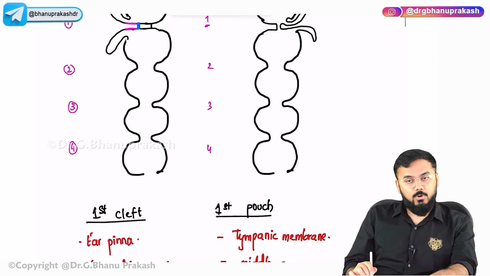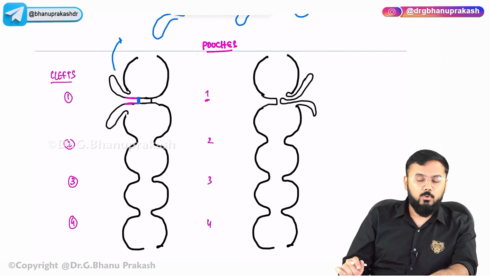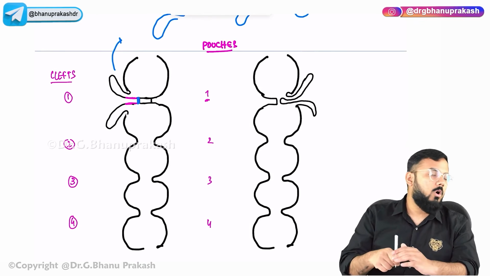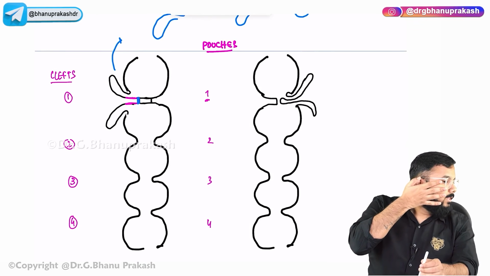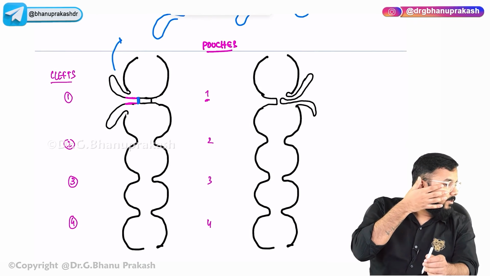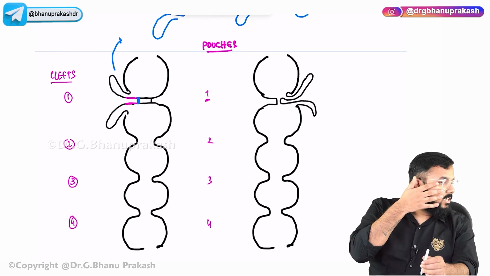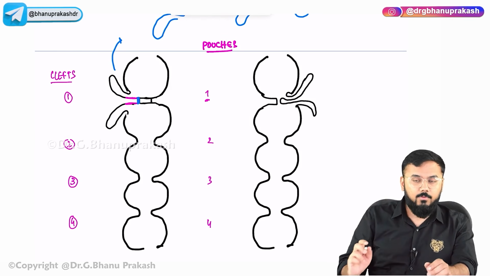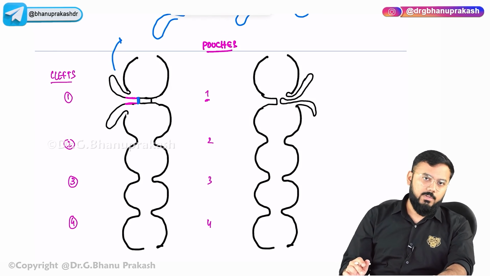So I hope now you understood how this first pouch and first cleft are formed. So all these are located here. Okay, this thumb finger is representing the first pouch. Thumb is exactly touching my ear. It means the first pouch and the first cleft here, they are forming the ear and all these regions over here.